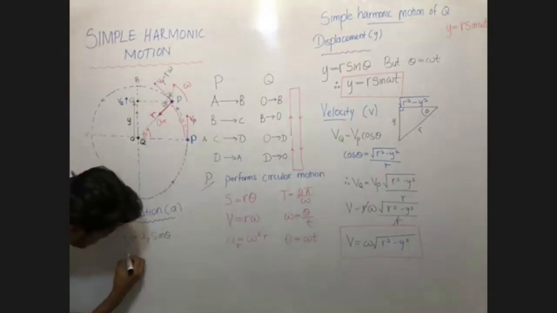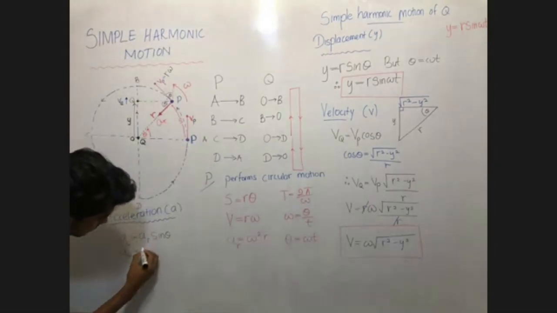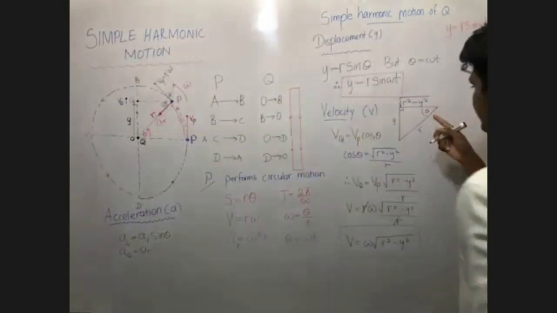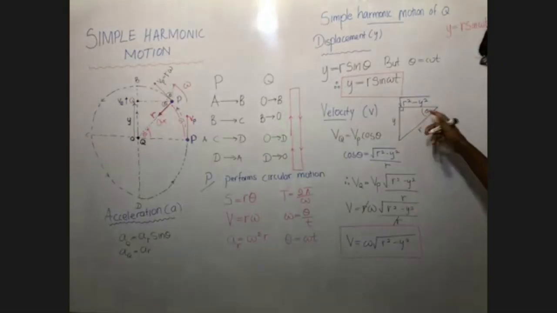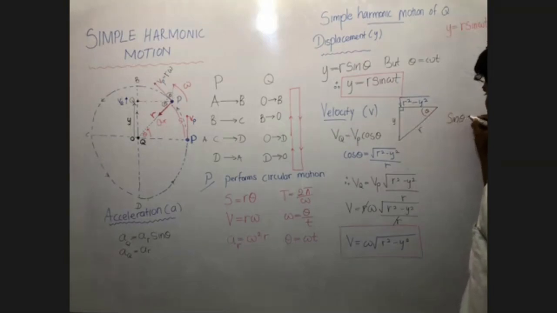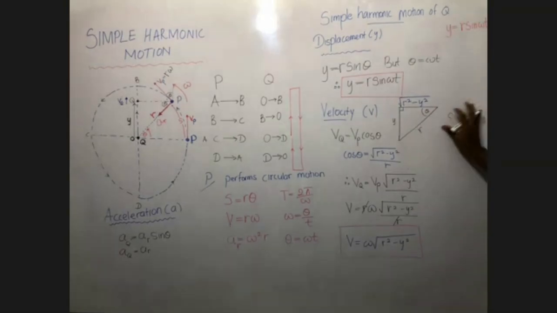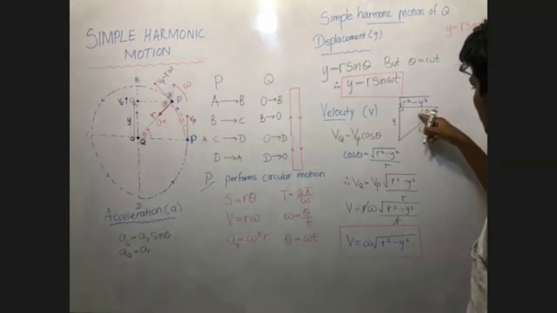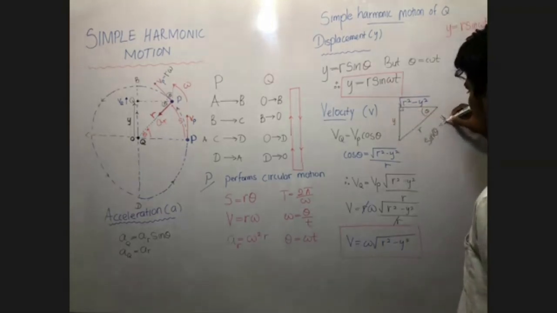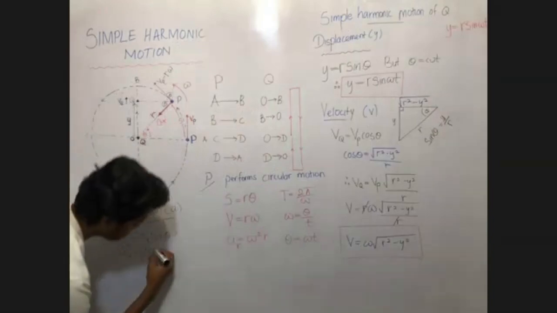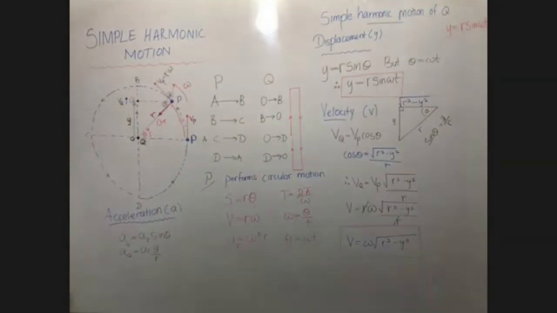AQ is what? AR sin theta. What is sine theta? From this you can get sine theta. Sine theta is opposite over hypotenuse. Opposite is y, hypotenuse is r. So sine theta is y over r.